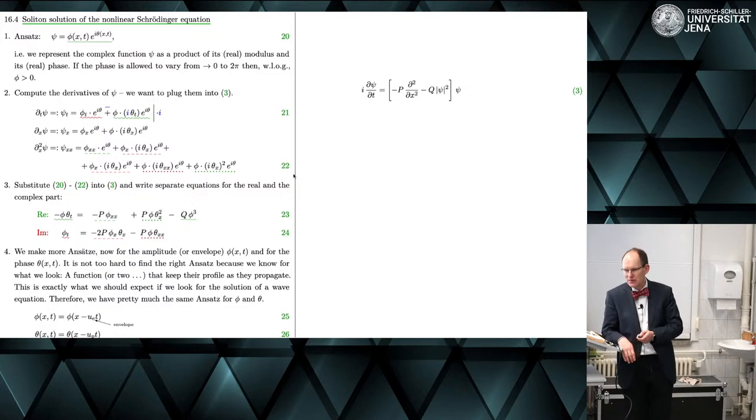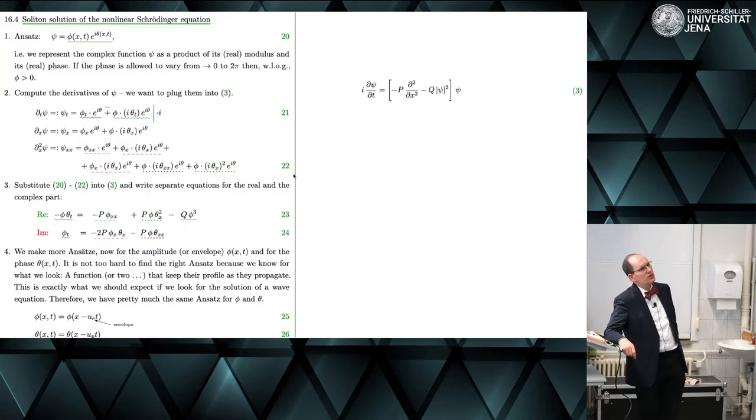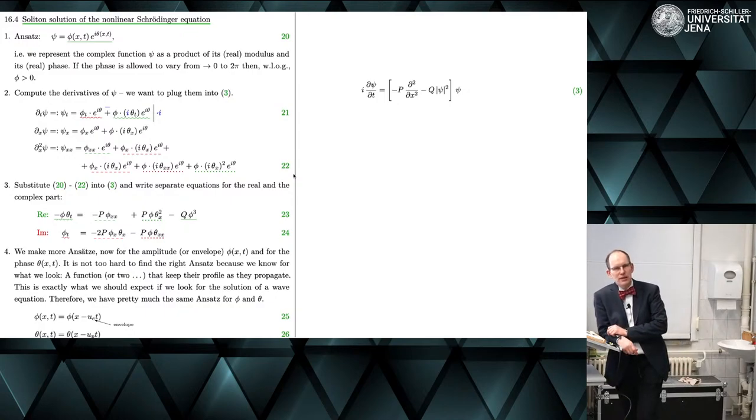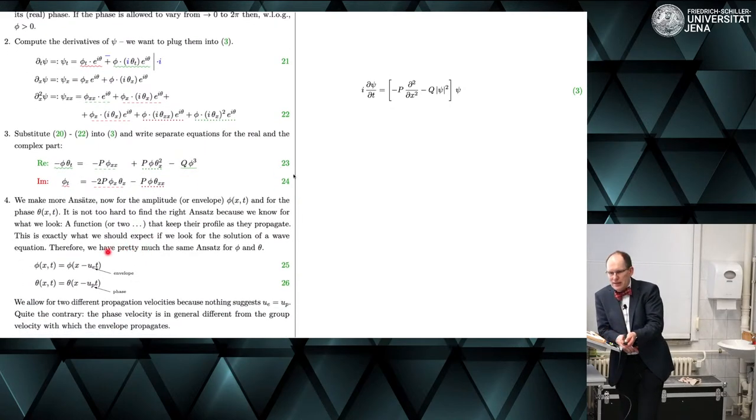Very transparent here. So the next thing is that we make more Ansätze. This is the German plural of Ansatz, Ansätze. And we do it now for the amplitude, which is this phi, and for the phase. So we write an Ansatz. And the question is, of course, what kind of Ansatz should we do? And what you see here is actually that I make a wave Ansatz. This is the characteristic argument of a wave, right? So in both cases, we have the characteristic argument of a wave.